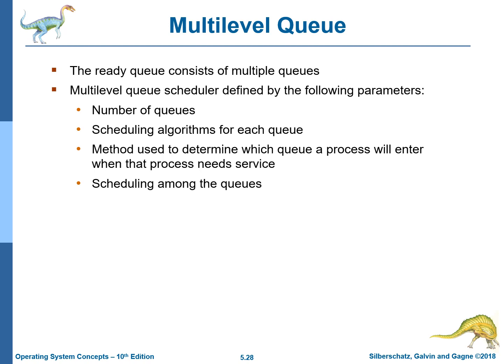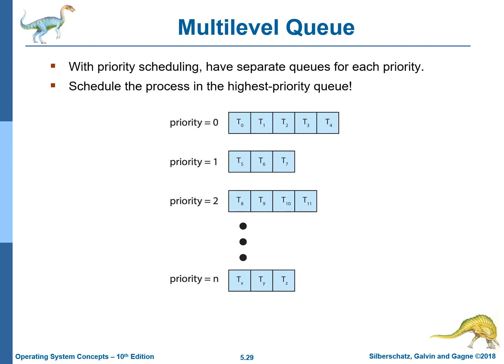Multi-level queue. The ready queue consists of multiple queues. A multi-level queue scheduler is defined by the following parameters: number of queues, scheduling algorithms for each queue, and the method used to determine which queue a process will enter when that process needs service. Scheduling among the queues: with priority scheduling, have separate queues for each priority. Schedule the process in the highest priority queue.